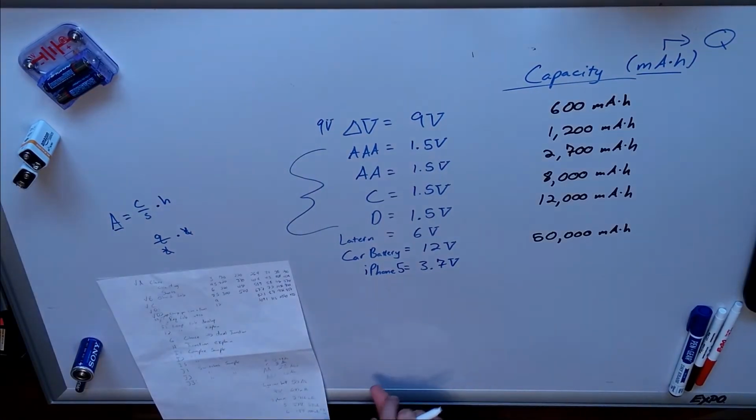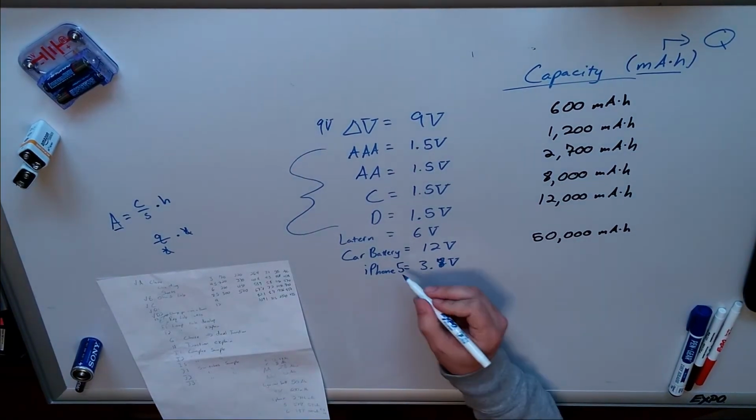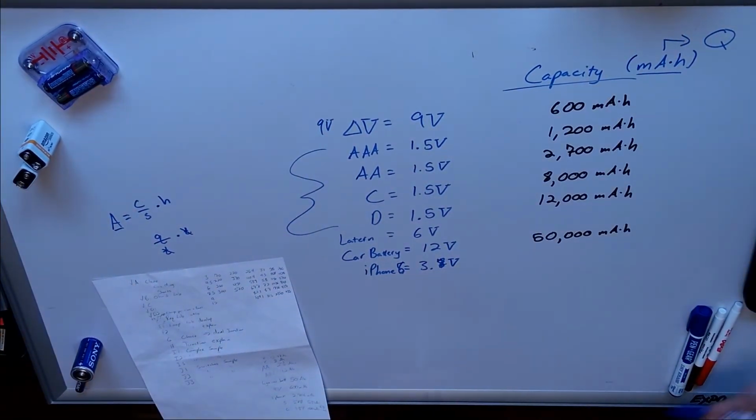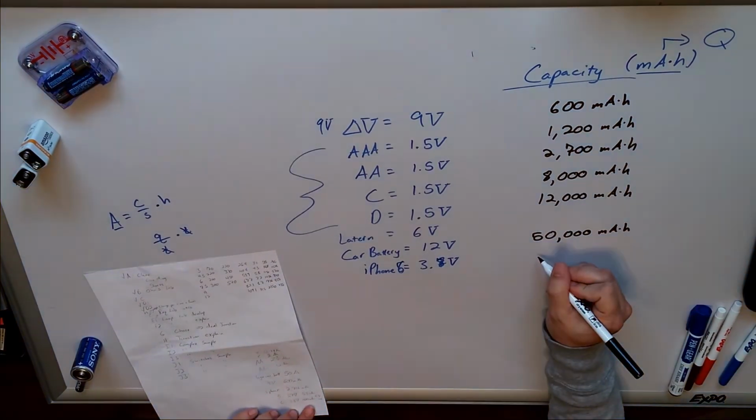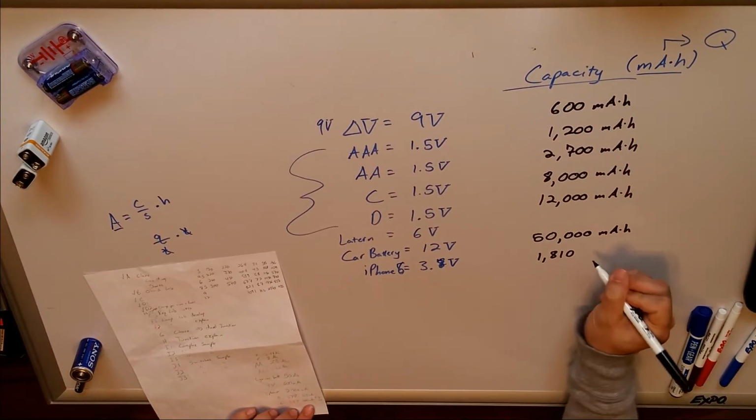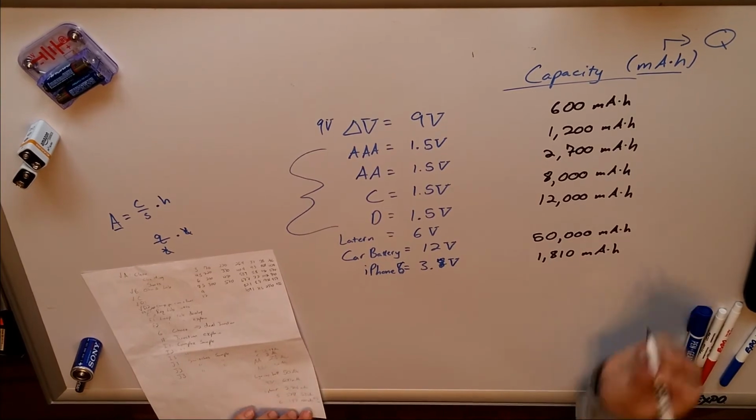Let's go with the iPhone 6. The reason I say that is I managed to get more information on that one. On the iPhone 6, that's 3.8 volts, and the image that I found said that we had 1,810 milliamp hours.